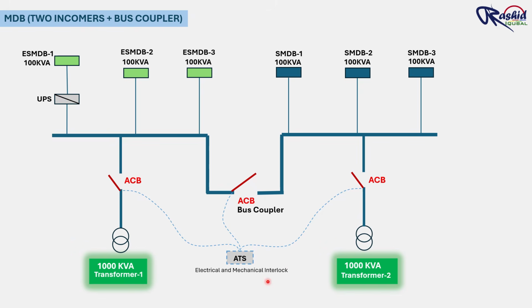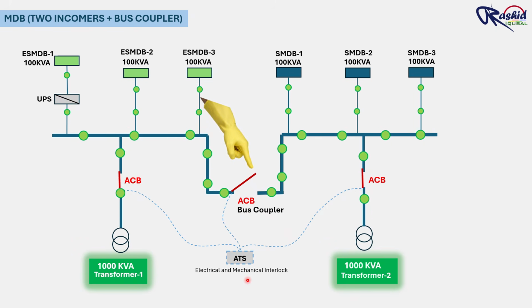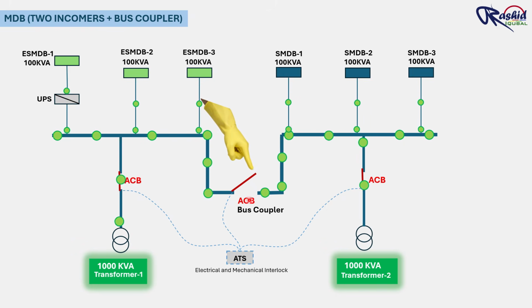At any moment, only two breakers can be closed and one breaker must remain open. This prevents all three breakers from closing at the same time, which could cause a short circuit or serious damage. And even if someone tries to operate the breaker manually, the mechanical interlock will not allow it, ensuring safe operation at all times. Now let's look at a transformer failure scenario.